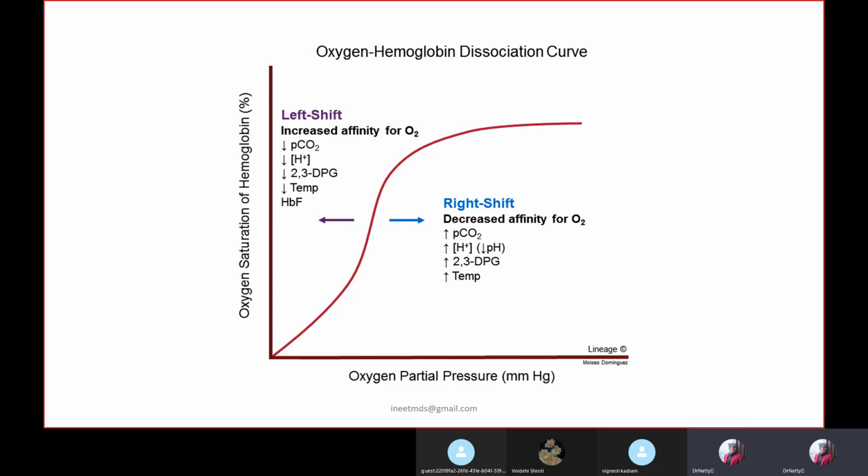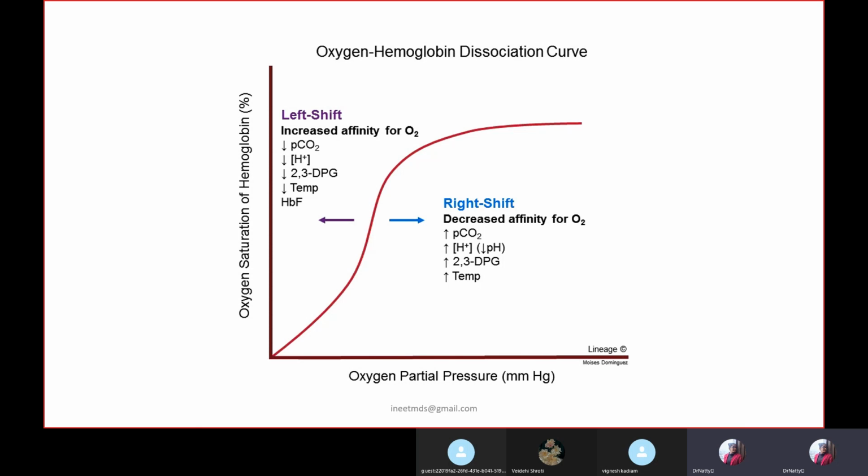Apart from that, HbF. HbF means fetal hemoglobin. Always remember, compared to an adult hemoglobin, a fetal hemoglobin will have more affinity for oxygen, which means the curve will shift towards left. And for right shift, it is the straight opposite. What all features you studied for left shift, it is a complete opposite for the right shift.